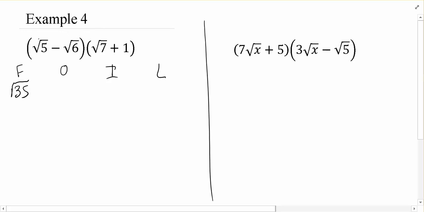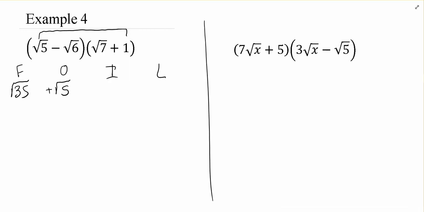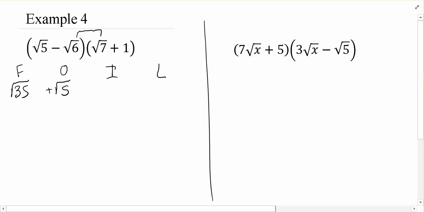Our outside is 1 times a radical. So that's root 5. Our inside, now we can look at this as things outside the radical, because outside the radical I have a negative 1. So outside the radical is a negative. But then inside the radical I have root 6 times root 7 is root 42.